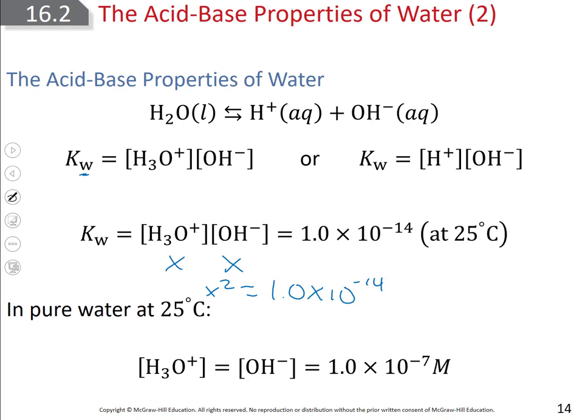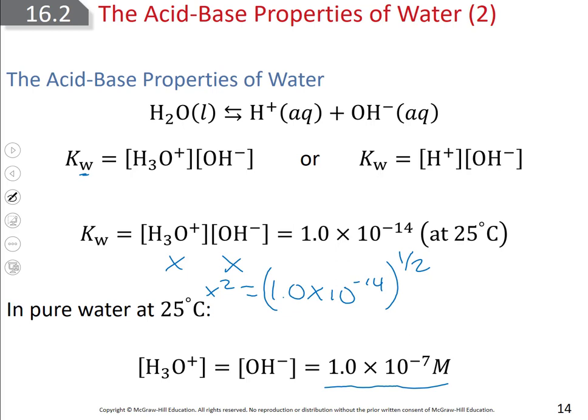Square root of that. So square root's the same thing as the 1/2 power, right? So power to a power, what do we do? Multiply. So what's negative 14 times 1/2? Negative 7. Good. So we get that both the hydronium and the hydroxide have a concentration of 1 times 10 to the negative 7th molar of pure water at room temperature, 25 degrees Celsius.